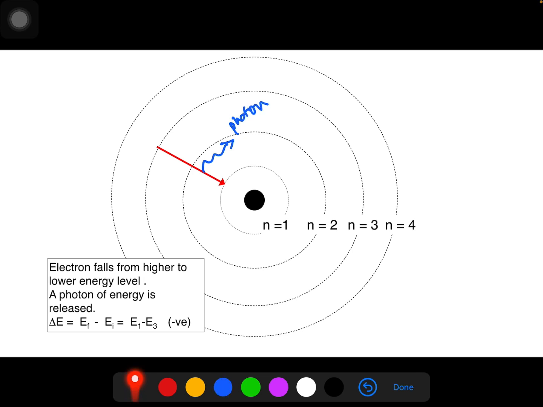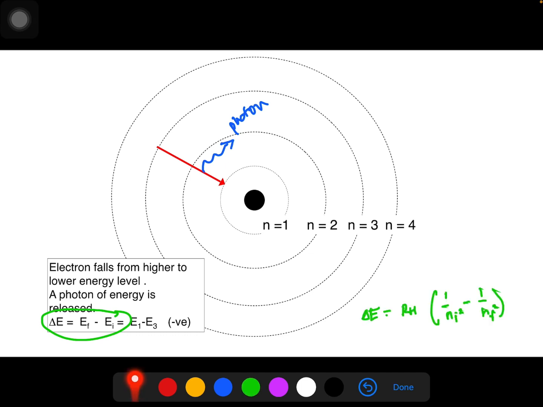Electron falls from higher to lower energy level, so photon is released. Okay, dia menghasilkan photon. So macam mana kita nak kira this delta E? So ini yang kamu kena fokus dan highlightkan lah. Delta E equals to energy final tolak energy initial. Okay, ataupun kita akan guna formula tadi.